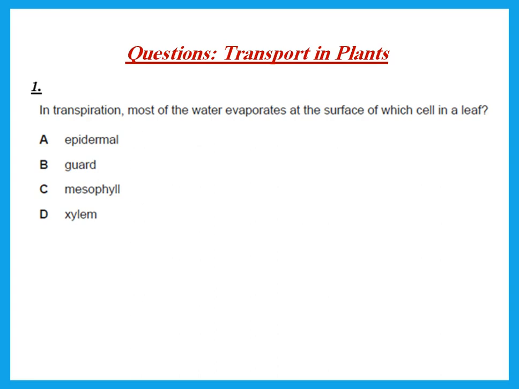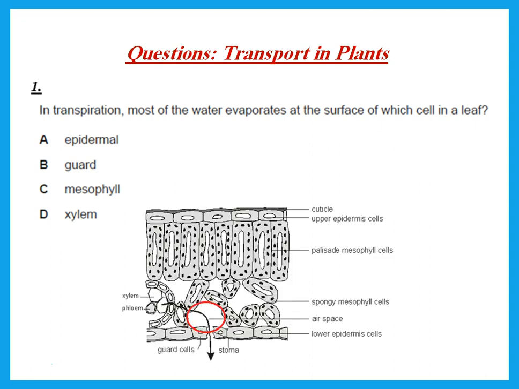Okay, let's take a look at some questions. In transpiration, most of the water evaporates at the surface of which leaf cells? Remember, we said if this is the layers of the leaf, where do we have evaporation of the water? It's from the surface of the mesophyll cells, because these are the cells that are next to the air space.